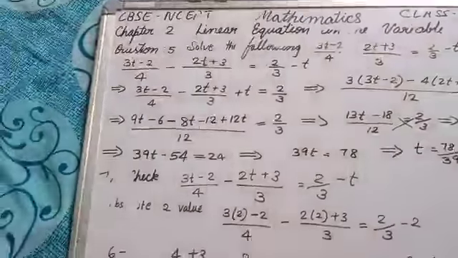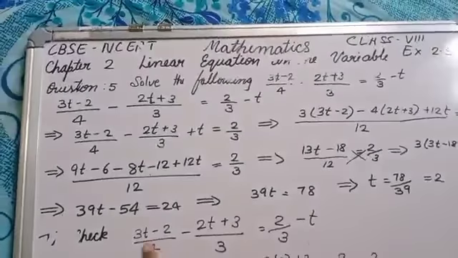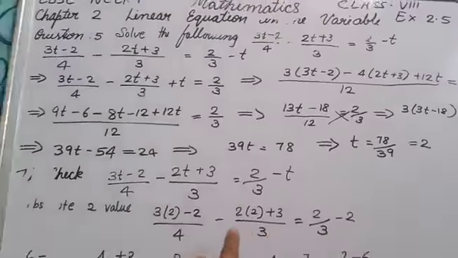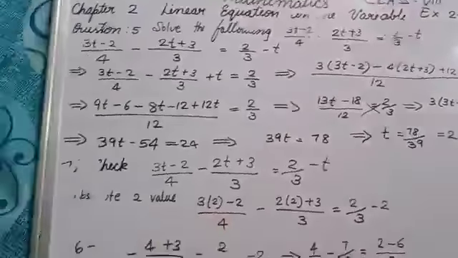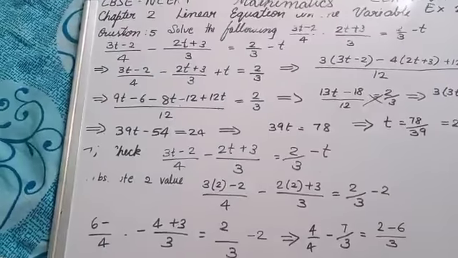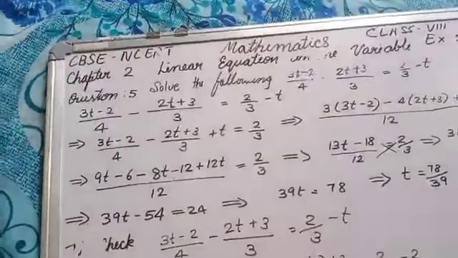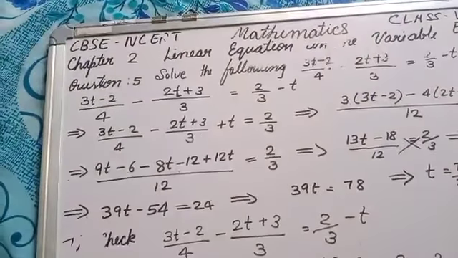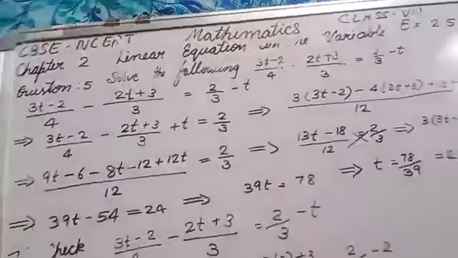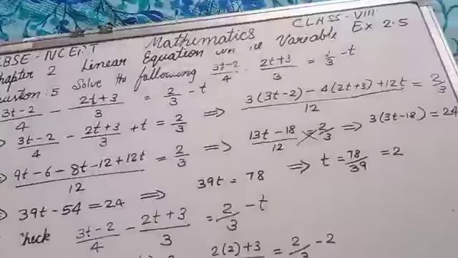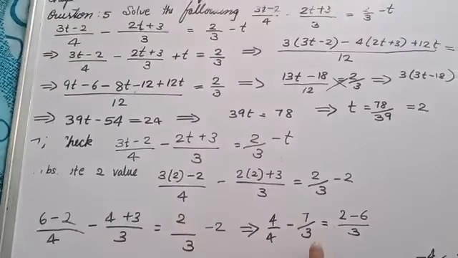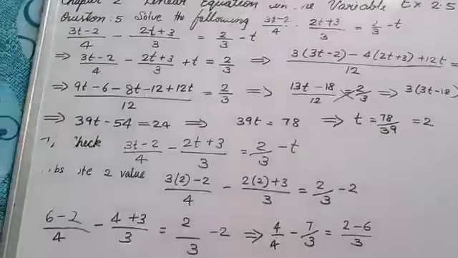For checking, we have to substitute the t value. Wherever t is there, we have to substitute 2. So if we substitute, we will be getting like this. 3 2s are 6 and minus 2, minus 2 it will be here. Then 4 plus 3, because 2 2s are 4 and 2. So 4 by 4, 6 minus 2 is 4. 4 plus 3 is 7 by 3. 2 minus 6, so we will be getting minus 4 by 3.